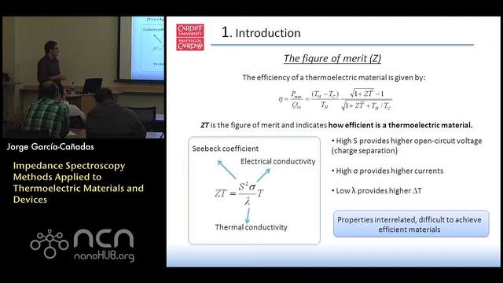One of the biggest difficulties in this field is that all these parameters are interrelated. So it's very difficult to modify one of them without altering the others. And when you improve one of them, the others get worse. So it's very hard to research in thermoelectrics and get good materials because of this trade-off.